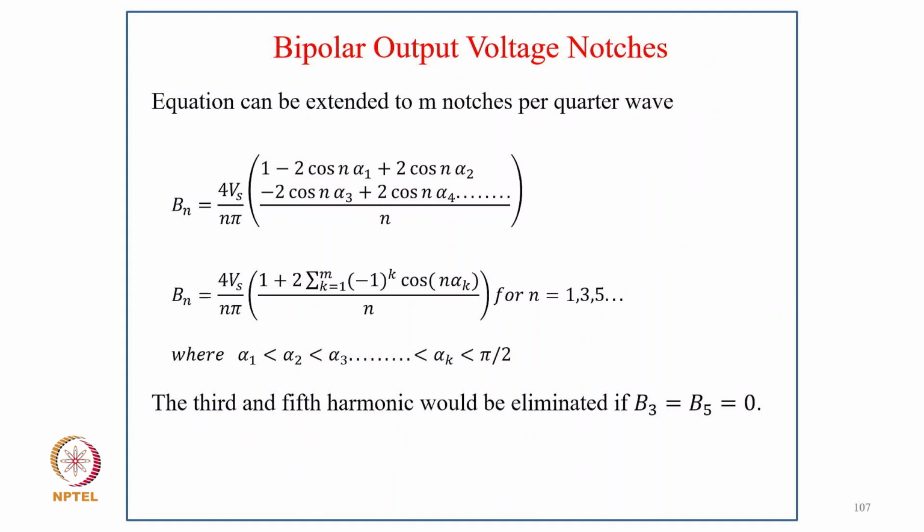The equation can be extended to 2m notches per cycle, so that Bn = (4Vs/nπ)[1 − 2cos nα1 + 2cos nα2 − 2cos nα3 + 2cos nα4 and so on], and finally Bn = (4Vs/nπ)[1 + 2 sum over k = 1 to m of (−1)^k cos nα_k] for n = 1, 3, 5, where α1, α2 up to αk are less than π/2. The third and fifth harmonics will be eliminated if B3 and B5 equal 0.